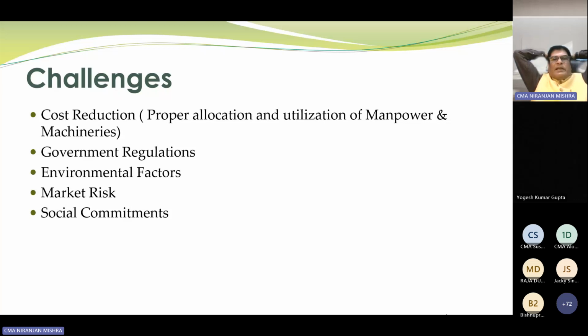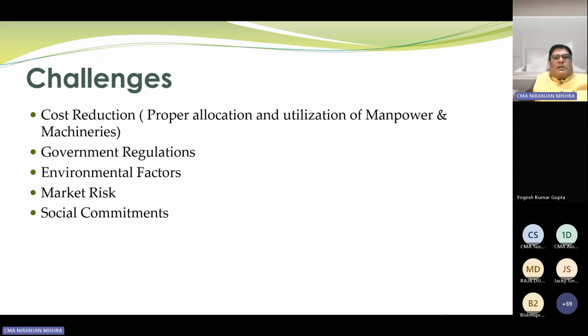Similarly, the machineries. We have seen Alok Dutta sir also highlighted in his deliberation, I think on 13th of January, how machines are remaining idle in some central government undertakings, central government companies, where production is not up to the mark and efficiency is not up to the mark. So manpower and machinery, we have to see how much we can reduce.